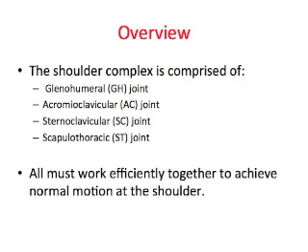The shoulder complex is comprised of the glenohumeral joint, the acromioclavicular joint, the sternoclavicular joint, and the scapulothoracic joint. All must work efficiently together to achieve normal motion at the shoulder. It is important to note that the scapulothoracic joint is not a true joint because it does not articulate with two bony surfaces. Rather, muscles separate the anterior surface of the scapula and the posterolateral surface of the thorax.